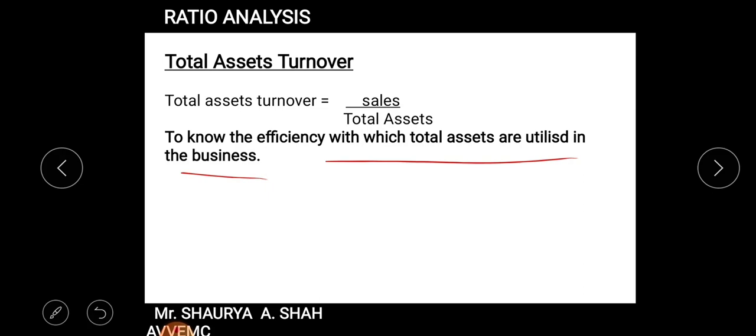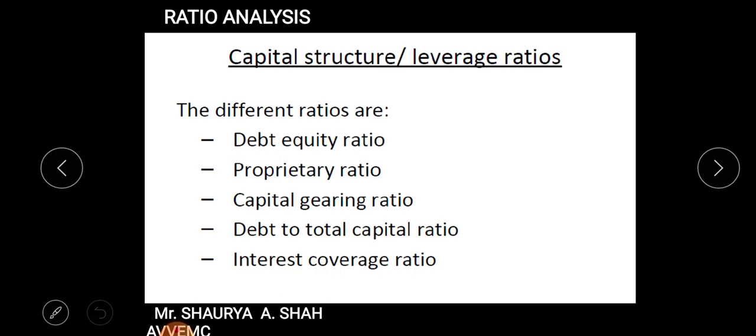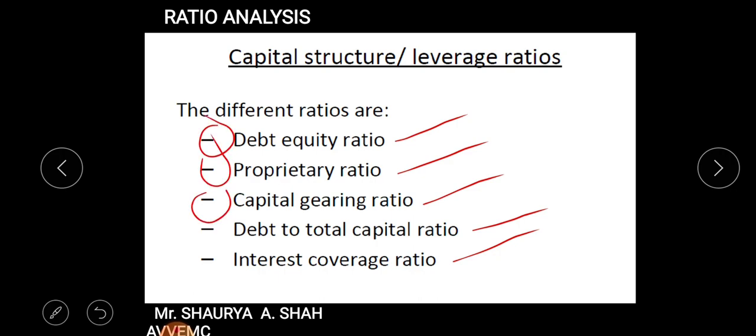Fine. Now we will be moving on to the last head of the types of ratio. The last head shows you the capital structure or leverage ratios, right? All these things are based upon the liability side of your balance sheet. The various ratios are debt equity ratio, proprietary ratio, capital gearing ratio, debt to total capital, and interest coverage ratio. Out of this, debt equity ratio, proprietary ratio, capital gearing ratio, and interest coverage ratio are the 4 most important, which are asked in every sum.